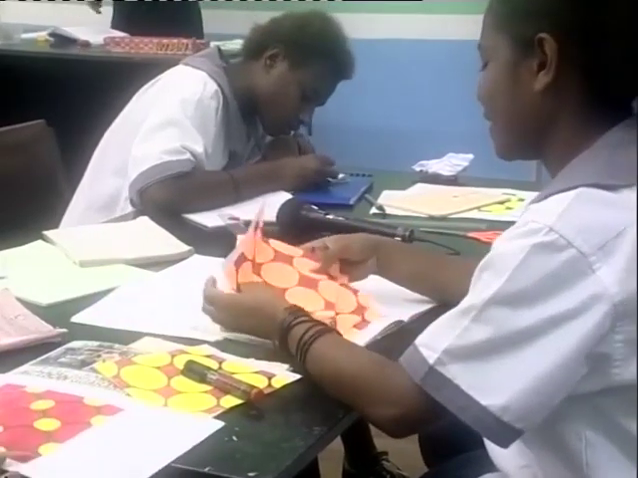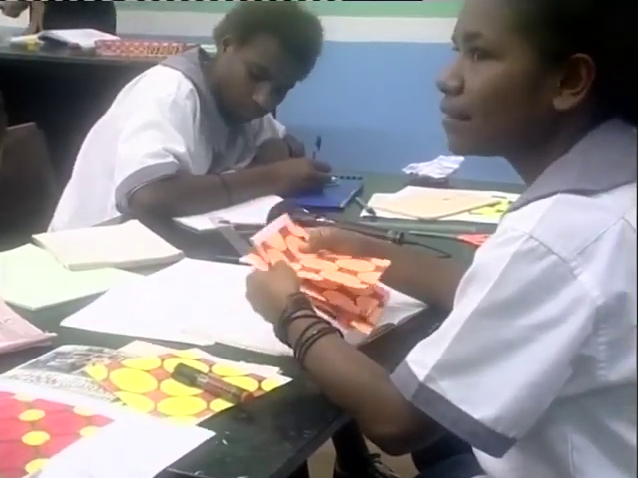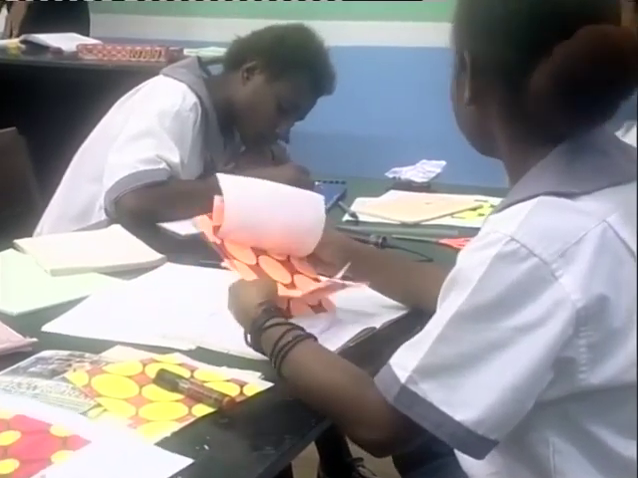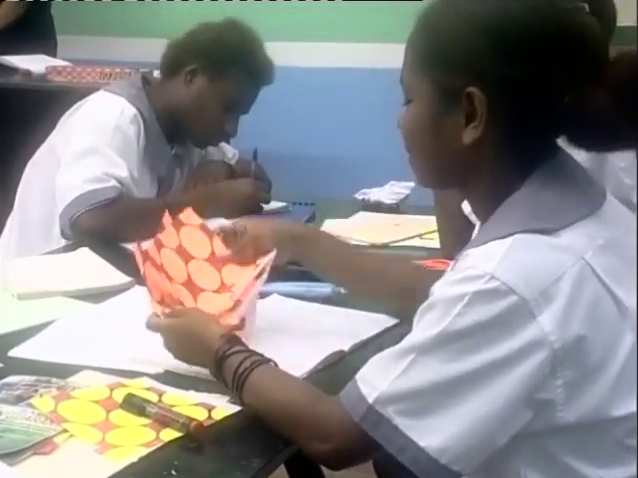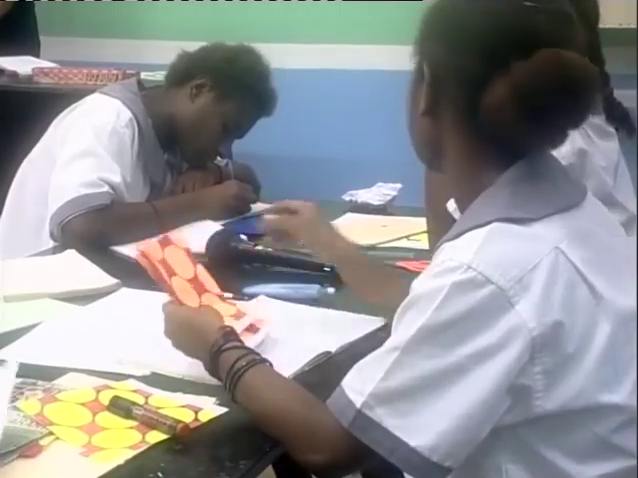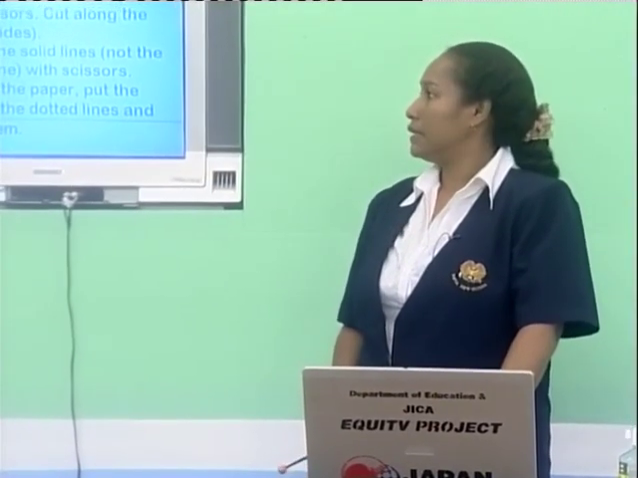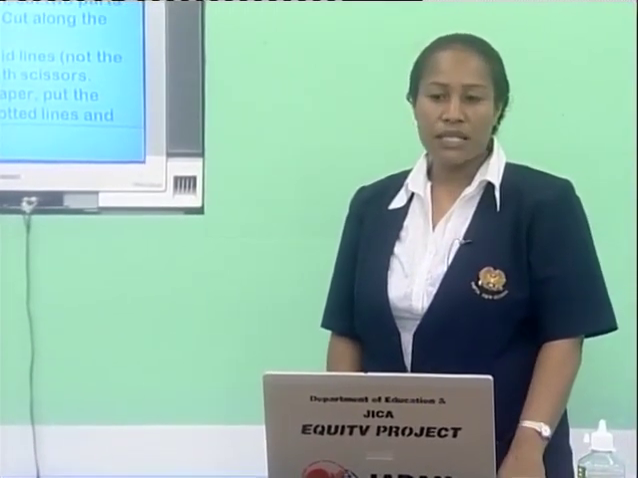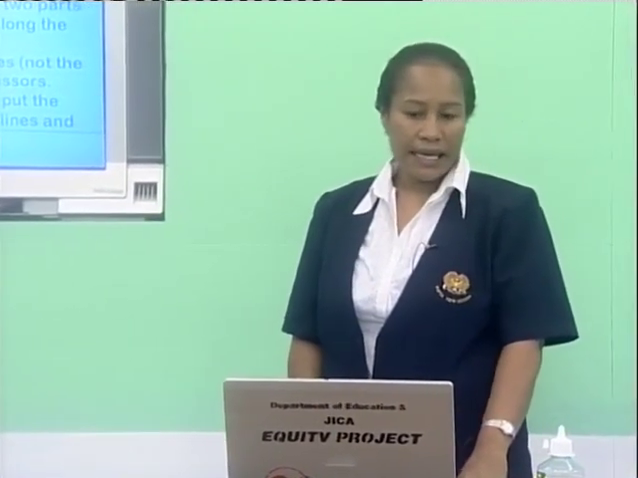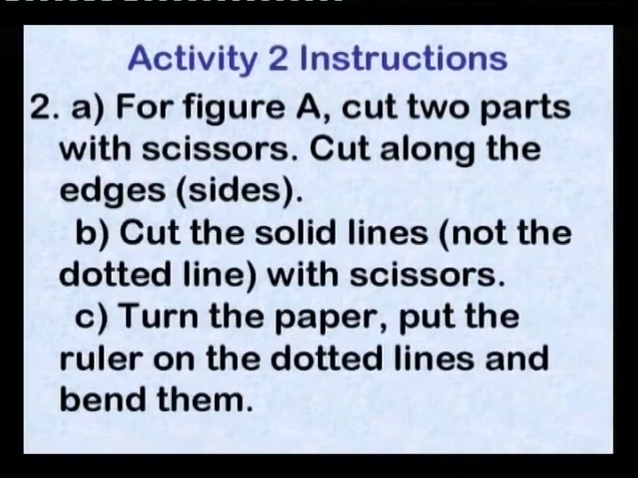All right, we saw that first you are to color the circles, which you have done already. The second step, you are to cut the two parts with the scissors. You are to cut along the edges for figure A and figure B. The next step, I'd like you to have a look at those figures. You will see dotted lines and solid lines, or lines that are not dotted. They are drawn or bold lines on the figures.